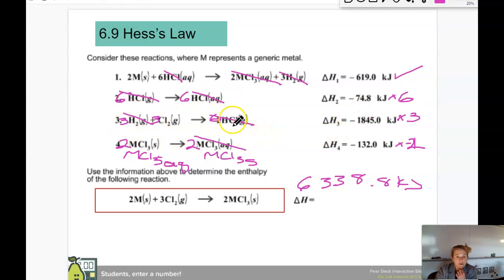Our step 3, we multiply everything by 3. And step 4, we need to switch it and multiply everything by 2. Step 1 stayed the same. And so when we go through, we get a very large heat of reaction, positive 6,338.8 kilojoules. So that's a lot of energy to go in there. So this guy requires some energy to make it happen and is very endothermic.